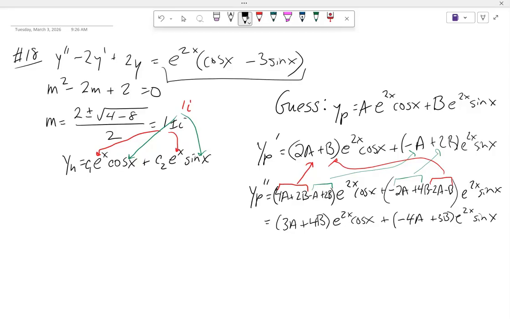I need to plug that in. Remember, the whole point of this is that when we plug in all of this stuff up here, it has to work, right? So just to write that down, if we take yp double prime minus 2yp prime plus 2yp, that has to equal, I'm going to distribute this out, e to the 2x cosine x minus 3 e to the 2x sine 3x.